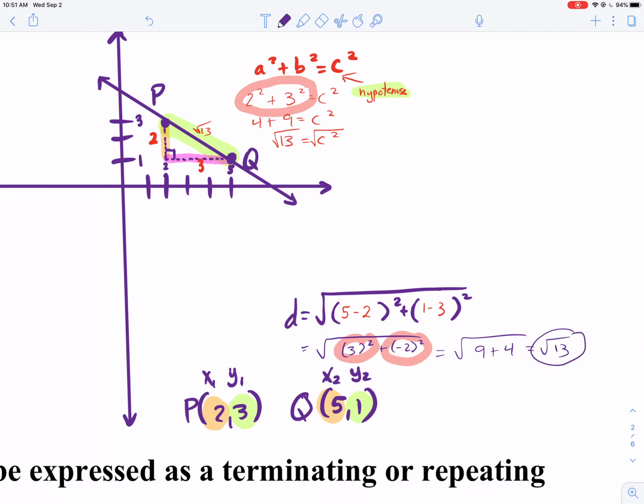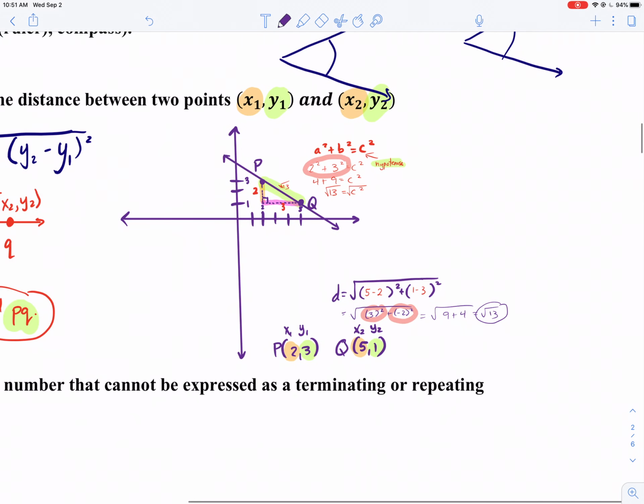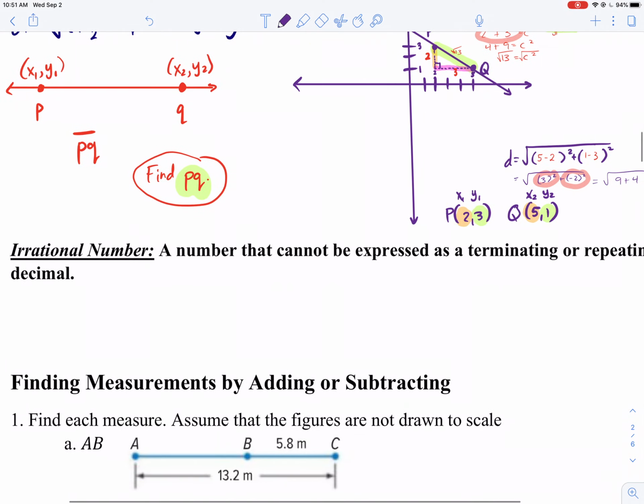So sometimes you're going to have the coordinates. Sometimes it's going to be better if you visually see it. Sometimes the distance formula is going to be better because maybe you can't count exactly. So that's our example for distance formula. So we're going to jump down to irrational numbers.